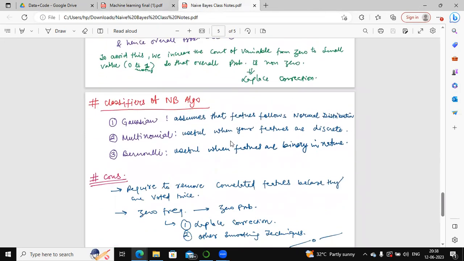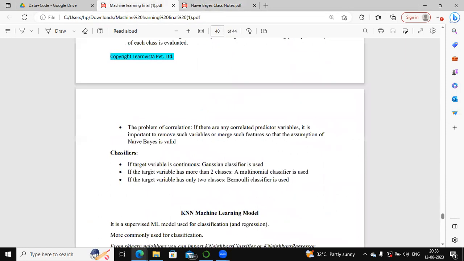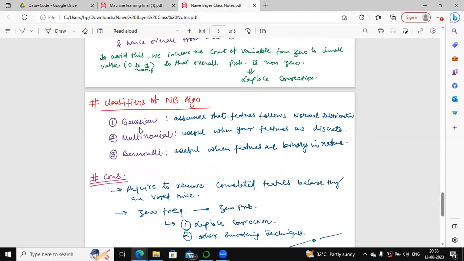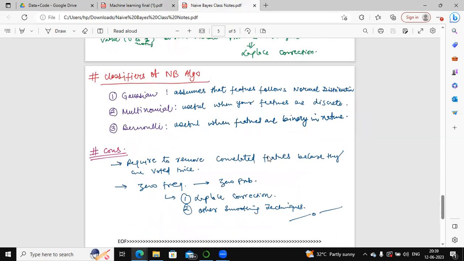So what are the classifiers of the naive Bayes algorithm? Let's see from here first. If the target variable is continuous, then the Gaussian classifier is used. If the target variable has more than two classes, then a multinomial classifier is used. If the target variable has only two classes, then a binomial classifier is used. Gaussian assumes that the features follow a normal distribution. Multinomial is useful when your features are discrete. Bernoulli is used when your features are binary in nature.